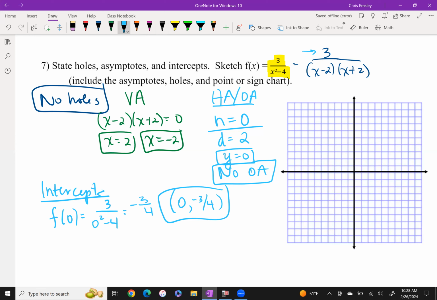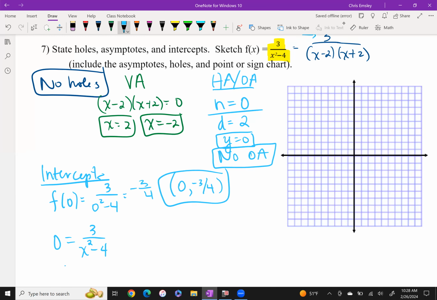X-intercept, that's when we take our function and set it equal to 0 because 0 goes in place of y, and we solve for x. When I multiply both sides by x squared minus 4, I get 0 equals 3, which is a contradiction. That's not true. So that means there is no x-intercept. And that's often the case when we have that y equals 0 asymptote.